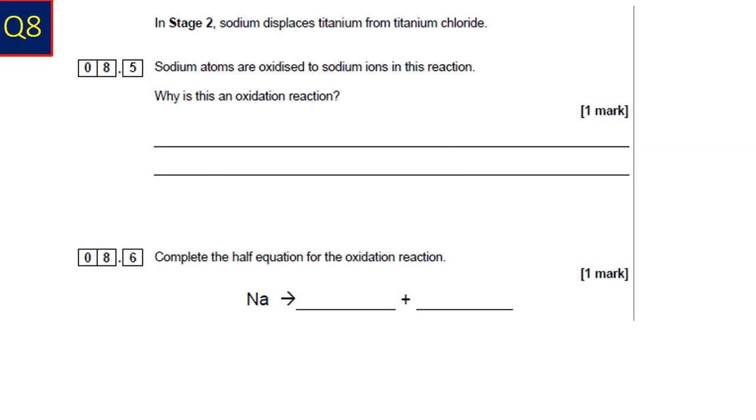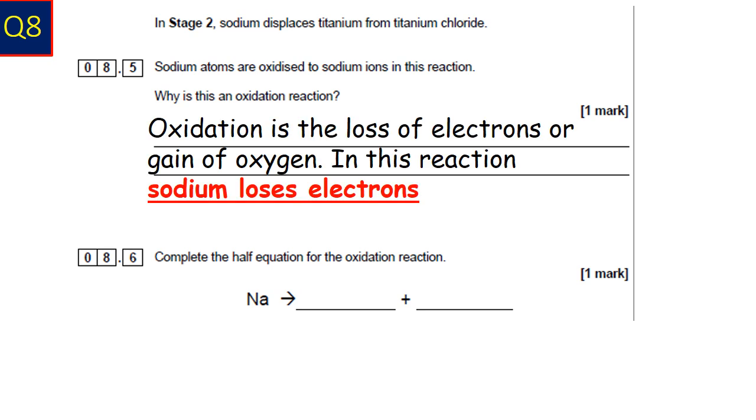So, in stage 2, sodium displaces titanium from titanium chloride. Sodium atoms are oxidised to sodium ions in this reaction. So, why is this an oxidation reaction? Oxidation is the loss of electrons or gain of oxygen, and in this reaction the sodium is losing electrons. The only thing you need to actually say to get this mark is that sodium loses electrons. Job done.